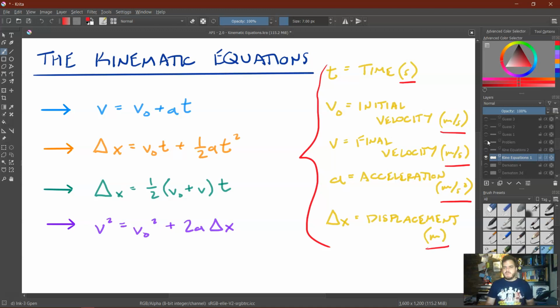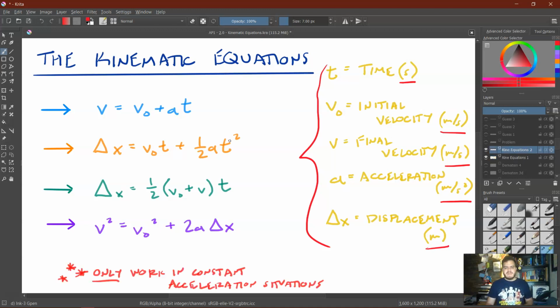But there's one really important qualification here, and that is that these equations only work in situations where the acceleration is constant. Now, luckily for us, that's the only type of situation we're going to be really looking at in AP Physics 1, but there will be some situations we see where this may not necessarily hold up, but for right now in this unit, we should be okay all the time employing these 4 different equations.